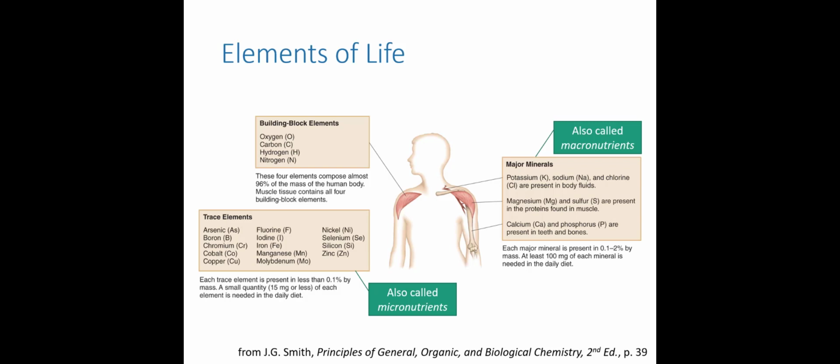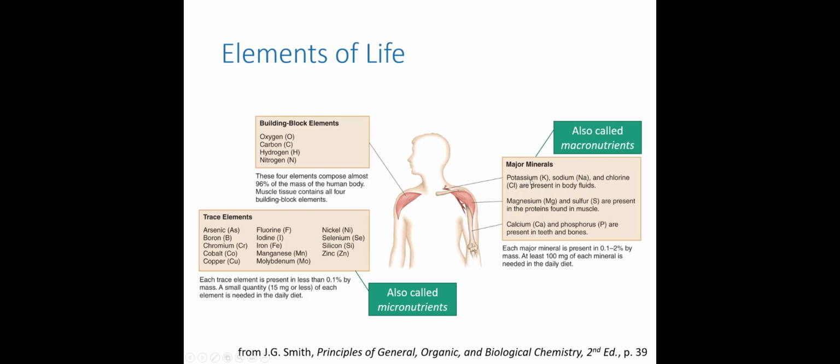But you're never going to be hearing someone tell you, oh, you need to go get more arsenic in your diet. So this figure comes from your textbook on page 39, and it illuminates how we can break up the elements. So first we have our building block elements that I just talked about a moment ago. And as I said, they make up most of your human body, 96%. We're going to have what are called the macronutrients or the major minerals. Either of these terms is going to be acceptable here.